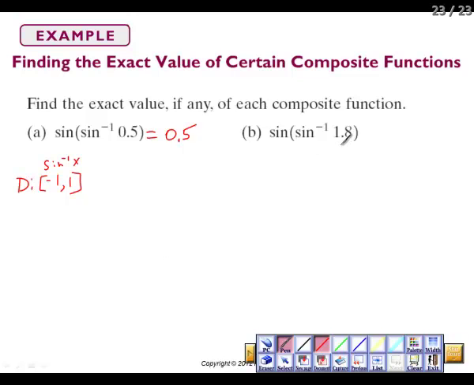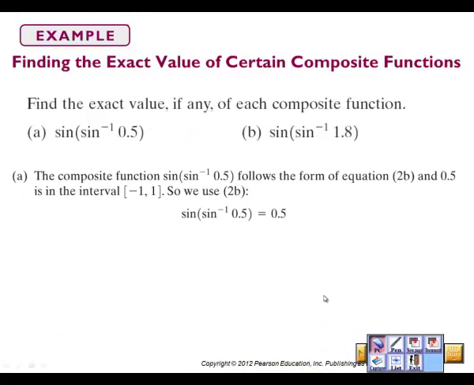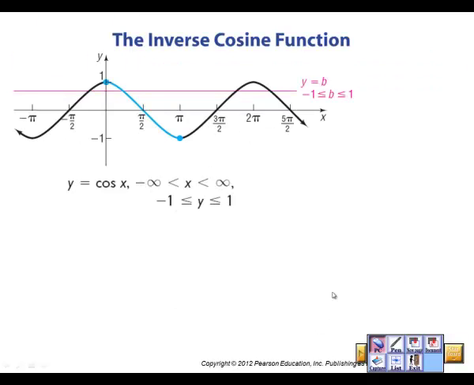Okay. Now here, sine of inverse sine of 1.8. Well, is that within the domain for inverse sine? It's outside, right? It's greater than 1, so it's outside of negative 1 to positive 1. So in that case, we would have to say no solution, because we're outside of the domain for the inverse function. So it's okay to change it for our angles, but not for the value inside the inverse sine, like we did in the previous problem.